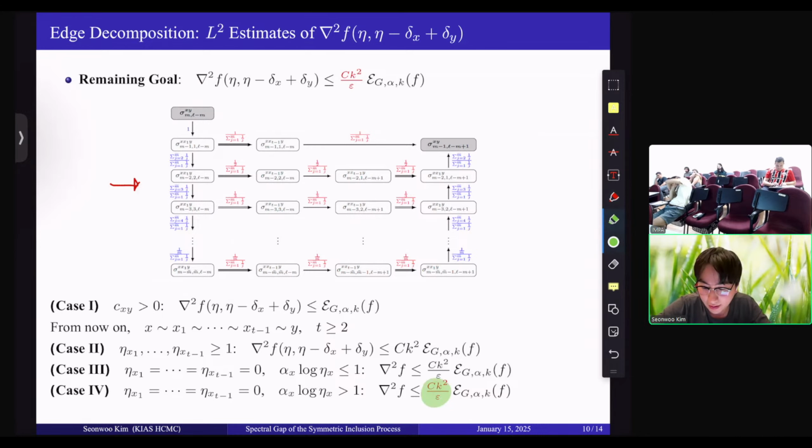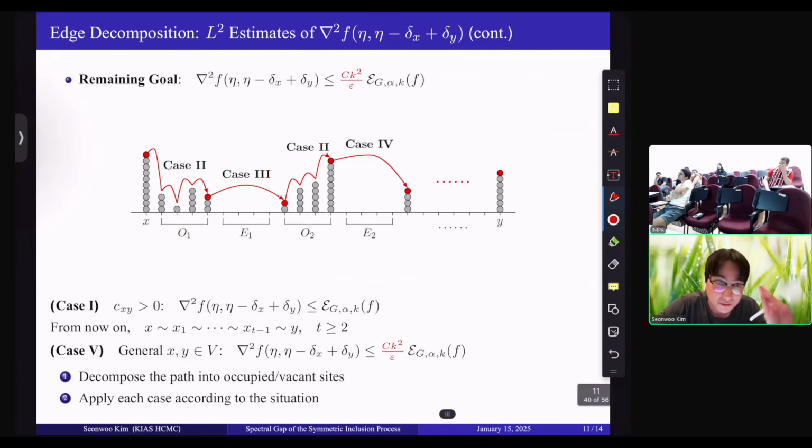squared epsilon. And then the actual fifth case, which is the general xy, we can just decompose the whole path from x to y according to whether the sites in the way are occupied or not. We're just decomposing each path into small pieces such that we can apply each case 2, 3, or 4 independently. And that is the idea. So I'll just summarize here that we can have the exact bound here. Okay, so this is just the brief key ideas for the second main result.